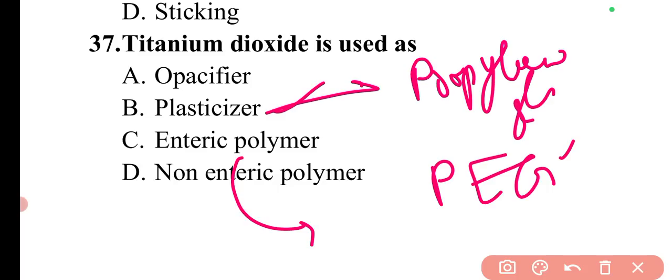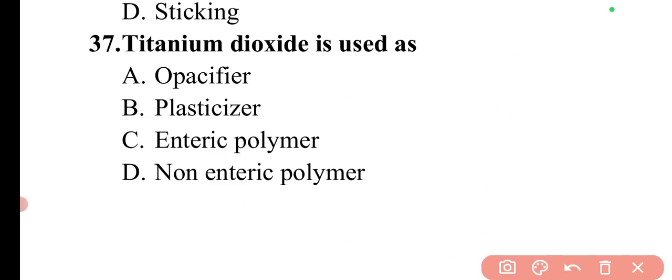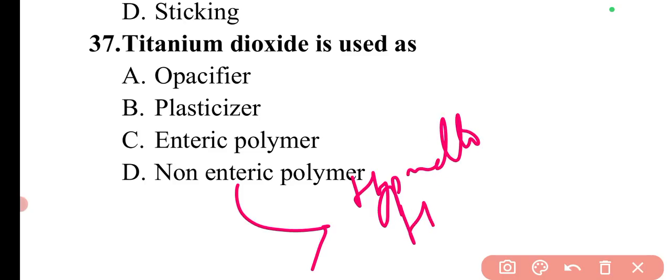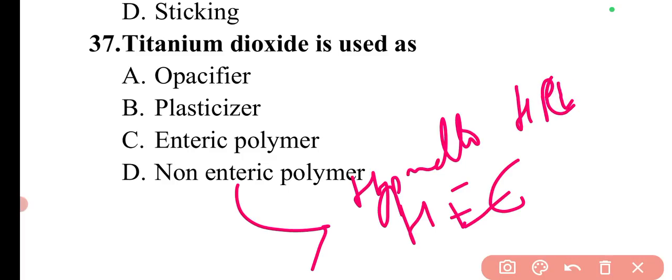Then if I talk about the enteric polymers, I have already discussed, like cellulose acetate phthalate, hypromellose phthalate, polyvinyl acetate phthalate, shellac, polymethacrylate, that we have discussed in the previous question. Non-enteric polymers are like hypromellose, hydroxyethyl cellulose, hydroxypropyl cellulose. So these different types of agents are used as non-enteric polymers.